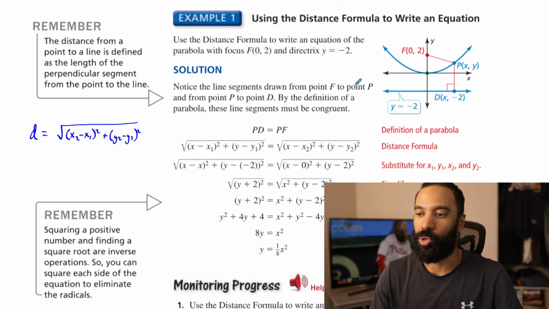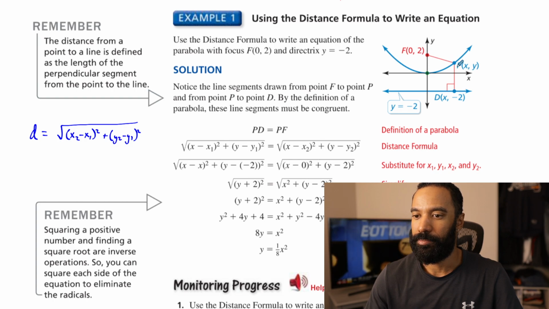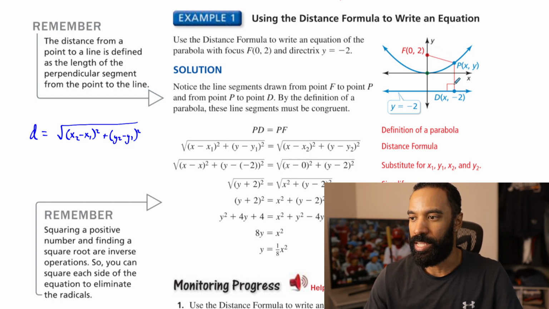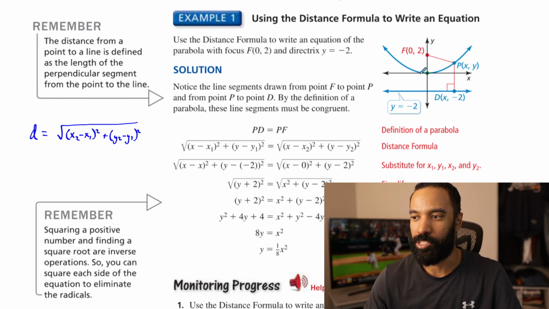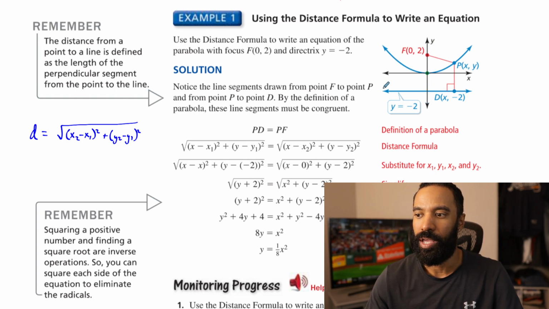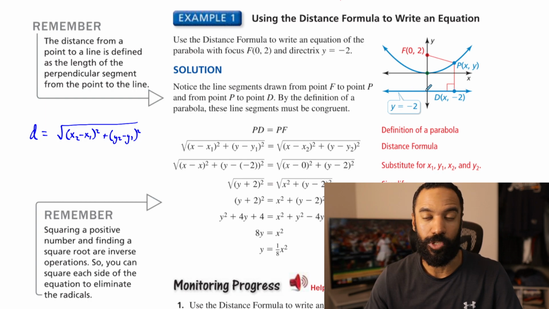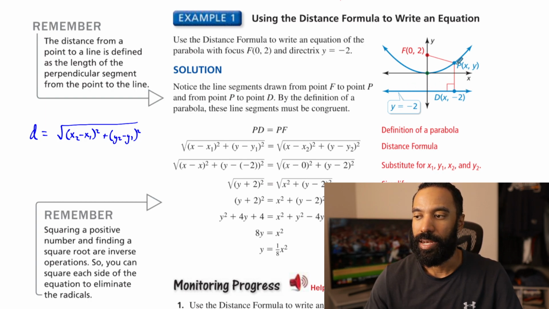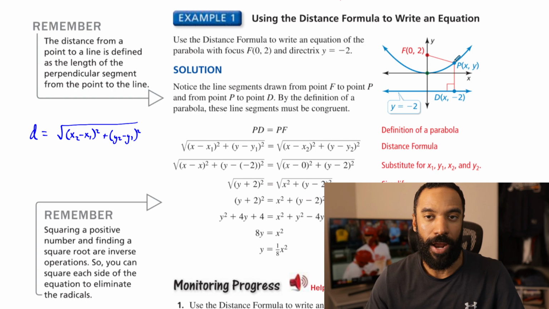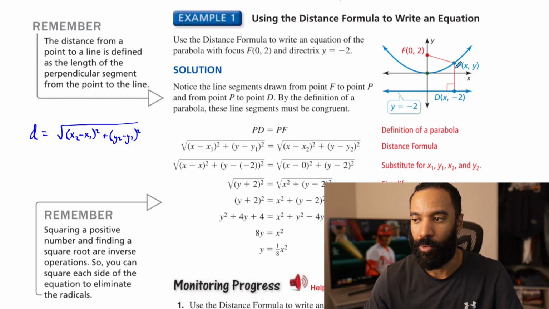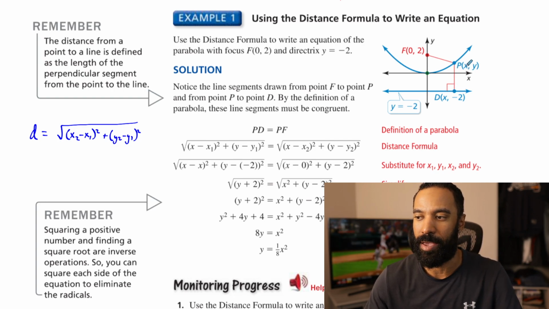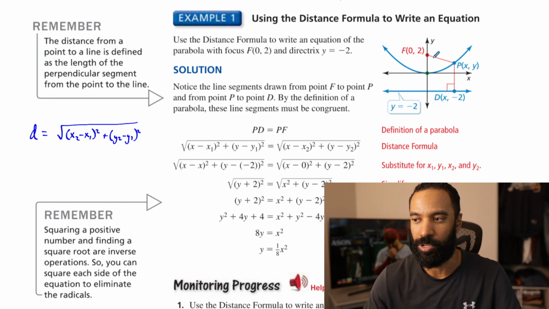Notice the line segments drawn from point F to point P and from point P to point D. So here's your focus. Here's a parabola. I guess this is the x and y axis. Here's your focus at (0, 2). Here's your directrix. The equation of the line is y equals -2. Now there's some x, y point that's on this parabola here, and the directrix point, the one we draw to, is the same x distance away right there. The y value is -2, this y value is unknown, and the focus, like I said, is at (0, 2).